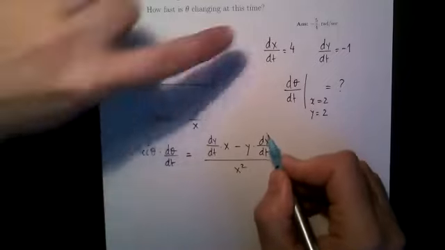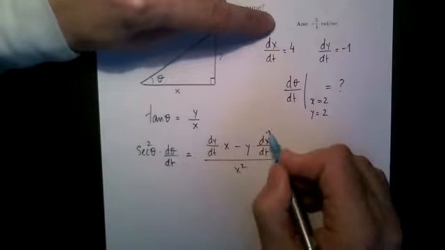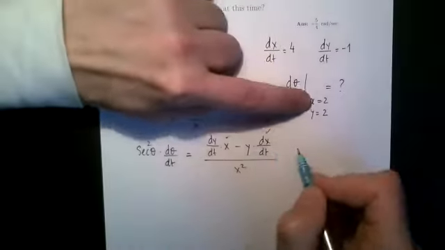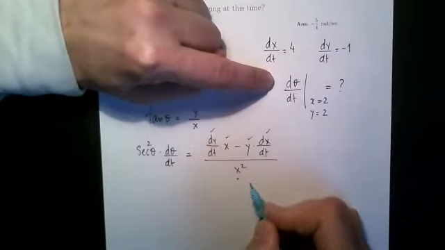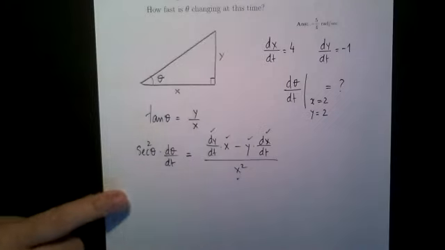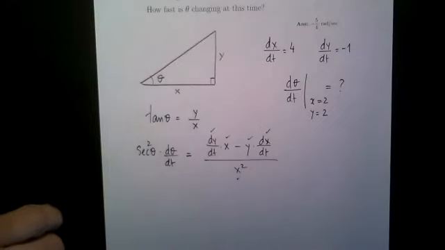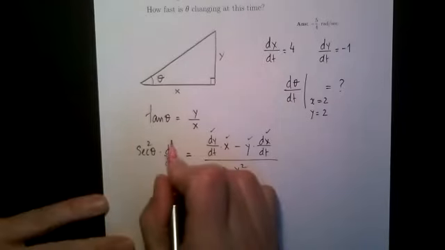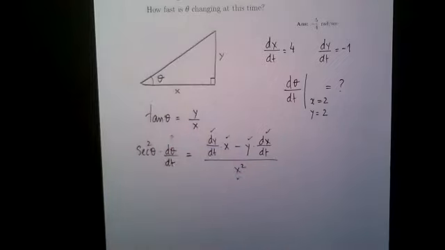dx/dt I have. dy/dt I have. x I have. y I have. The only thing missing is theta. And of course, d theta/dt is what I'm looking for. Okay, so how are we going to find theta?